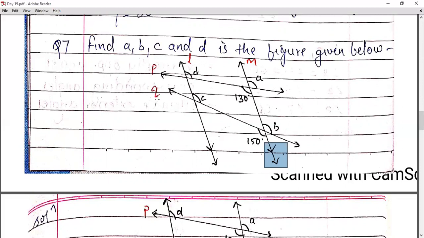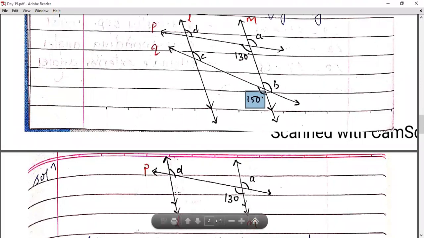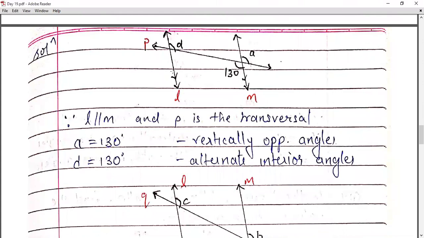Let us see. Here in the figure, I have been given two angles, 130 degrees and 150 degrees. I have taken a part of this diagram, lines L, M and the transversal P. The angles made by this transversal and parallel lines are D, A and 130 degrees. So this is a simplified diagram, a part of that. You can see angle A is equal to 130 degrees. Reason? They are vertically opposite angles.